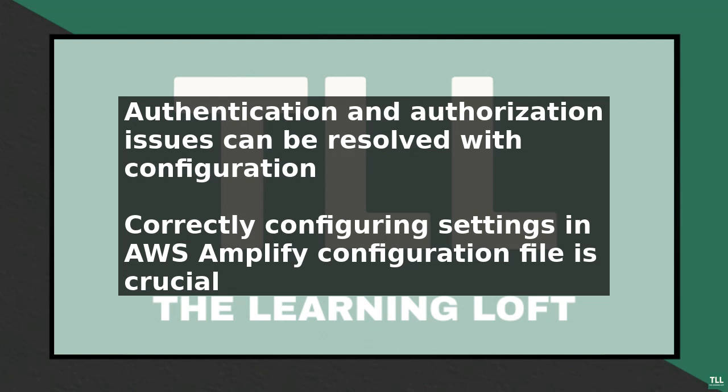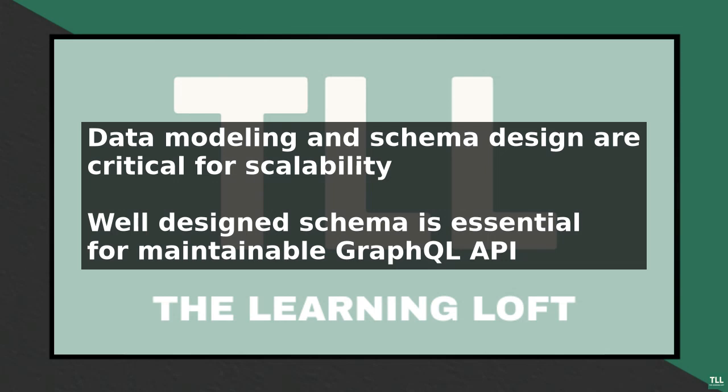A well-designed schema is crucial for a scalable and maintainable GraphQL API. Ensure that your schema is properly defined, and you have used the correct data types and relationships between models. Error handling is another critical aspect of AWS Amplify GraphQL API.